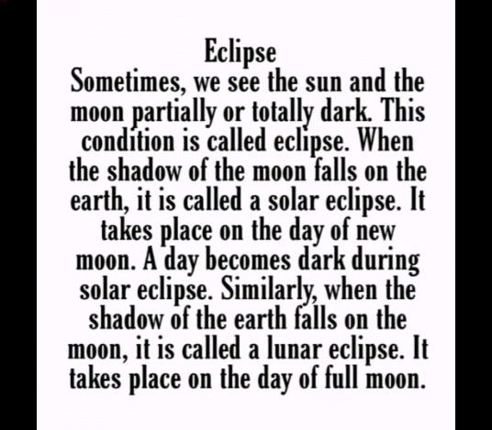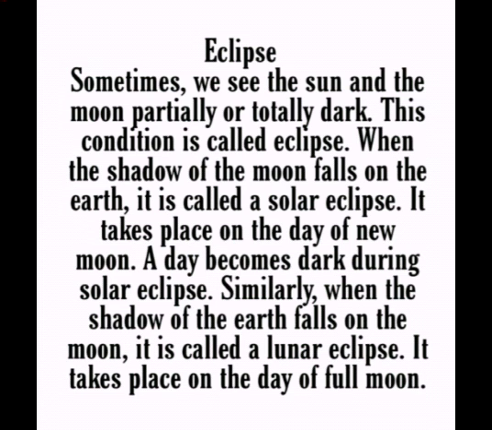Eclipse. Sometimes we see the sun and the moon partially or totally dark. This condition is called eclipse. When the shadow of the moon falls on the earth, it is called a solar eclipse. It takes place on the day of new moon. A day becomes dark during solar eclipse.